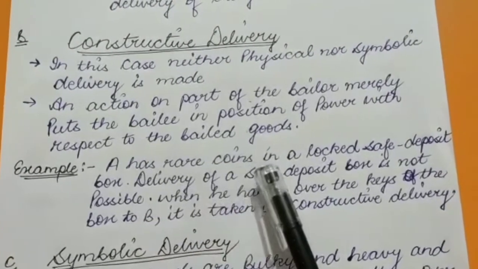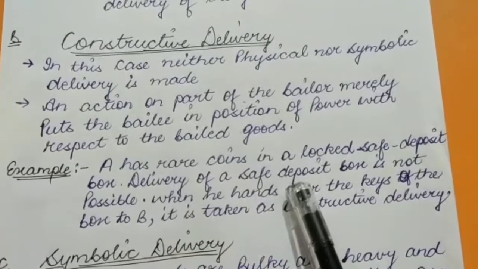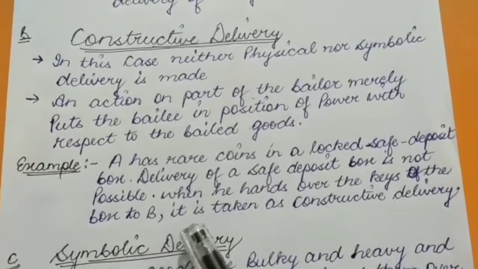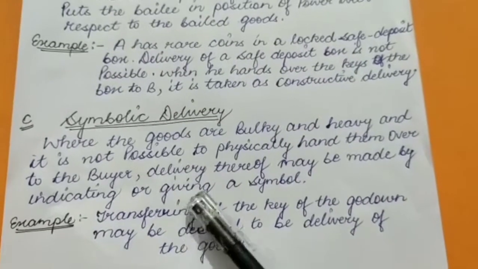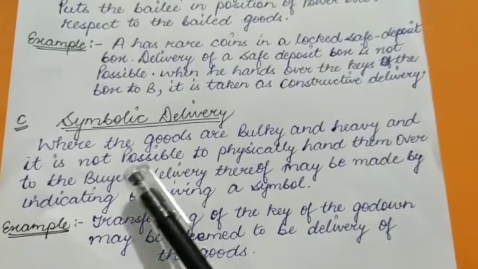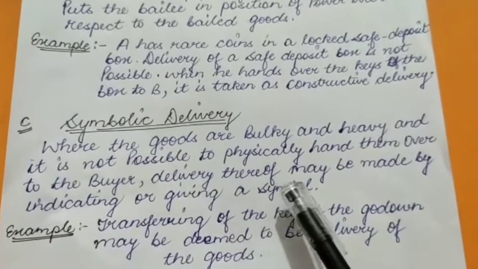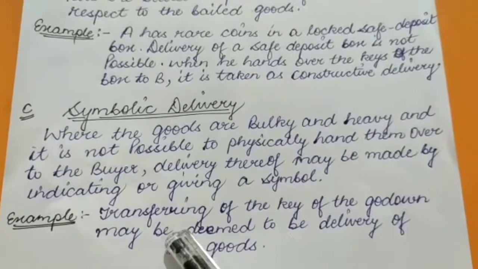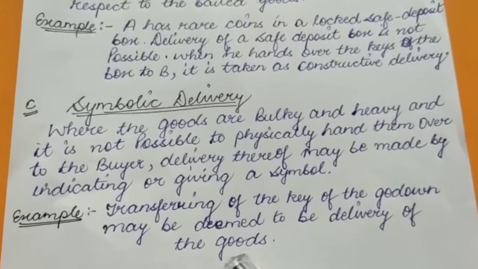To understand this, here is one more example. A has rare coins in a locked safe deposit box. Delivery of the safe deposit box is not possible. When he hands over the keys of the box to B, it is taken as constructive delivery. And the third is symbolic delivery, where the goods are bulky and heavy and it is not possible to physically hand them over to the buyer. Delivery thereof may be made by indicating or giving a symbol. Example: transferring the key of the godown may be deemed to be delivery of the goods.